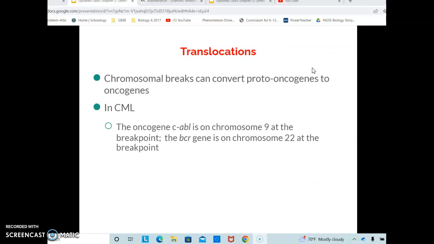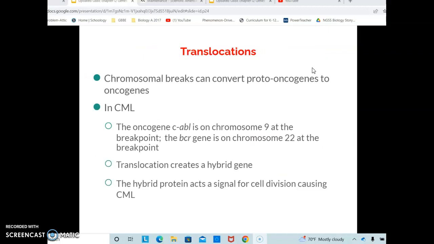So here's more of what happens with this. Chromosomes break and convert a proto-oncogene to an oncogene, and that's what's happened with CML. Usually we control the cell cycle with those particular genes, but when we create that hybrid, it doesn't allow the cell signaling system to shut off. The protein acts as a signal for cell division that overstimulates the cell to divide, and it occurs over and over and over. And that's something that we don't want to have. We want to be able to control it.